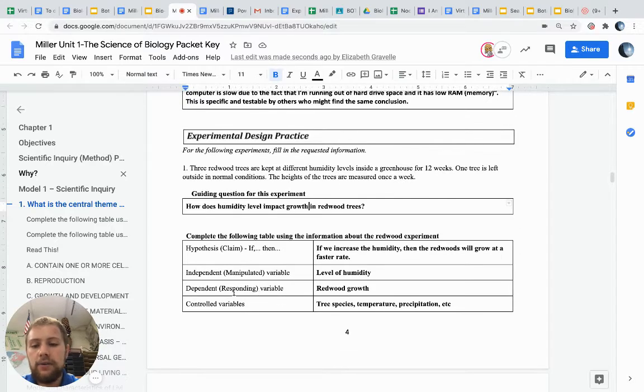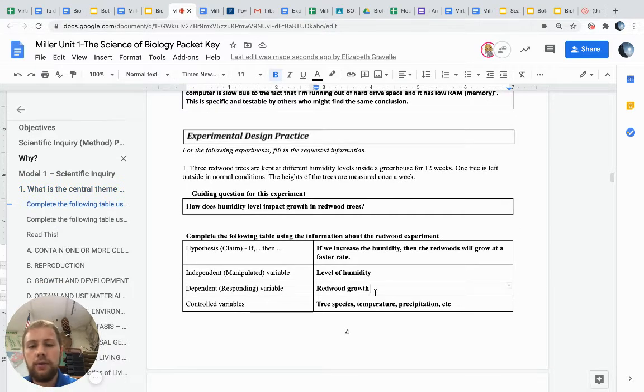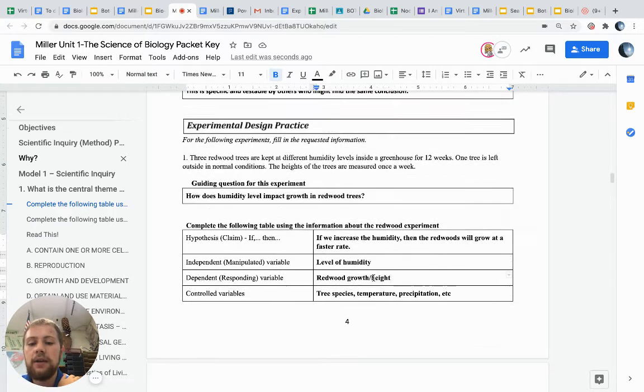Now our dependent or responding variable is redwood growth or height. So that is what is going to change as a result of it. I'll put height in there. That is what we're actually measuring. So we're measuring the height. And that height is essentially dependent upon the level of humidity. So that's why they call it the dependent or responding variable. The tree will respond and grow to a different height based on that humidity.